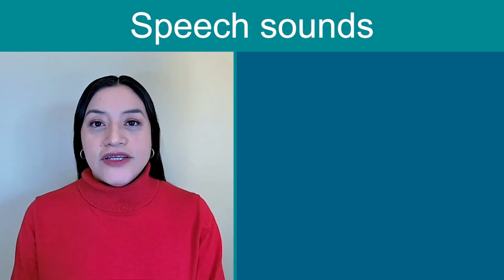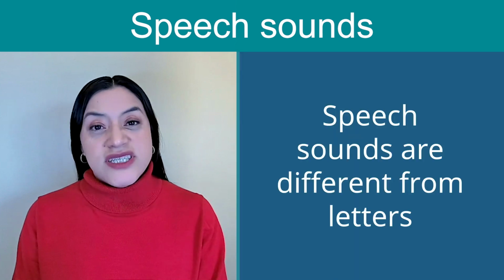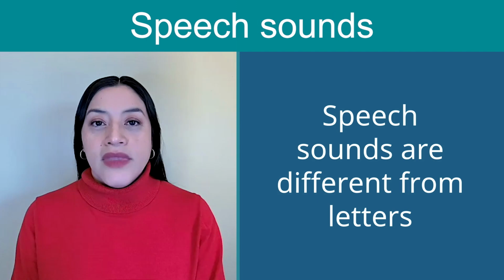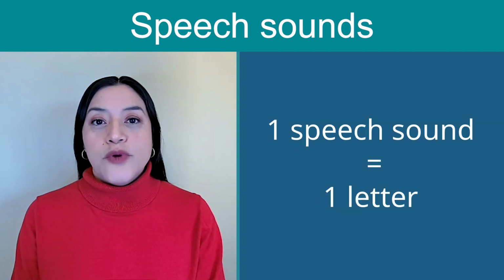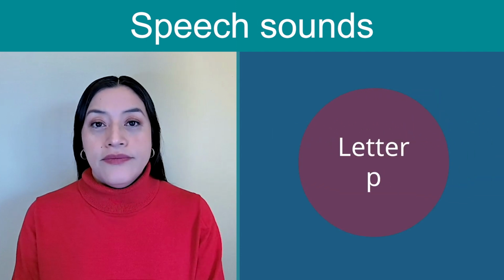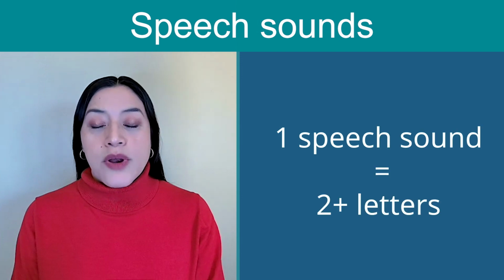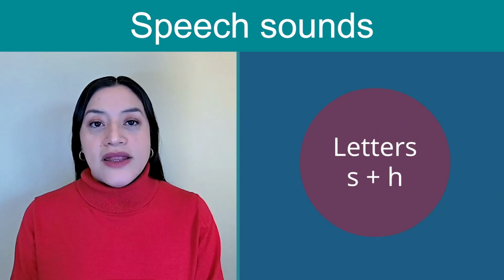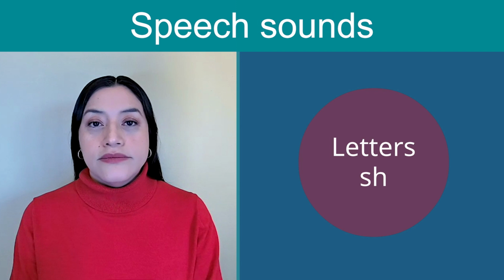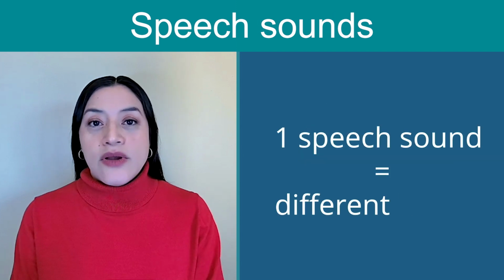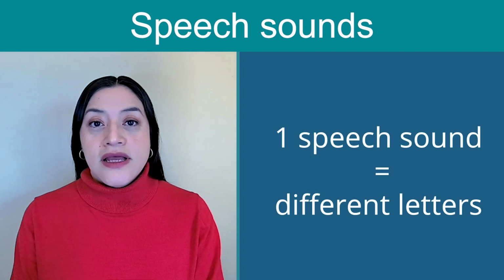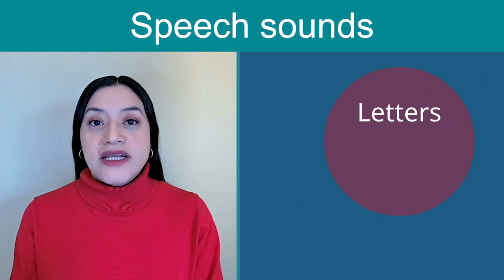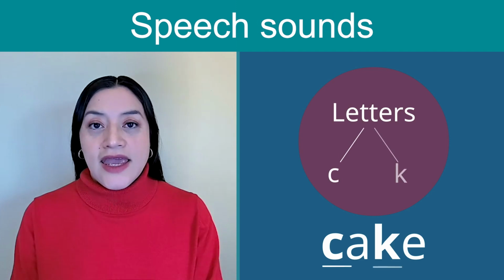So let's talk about individual speech sounds. Speech sounds are different from letters or the alphabet. In many cases, a speech sound is represented by a single letter, like the sound P is represented by the letter P. Sometimes a speech sound can be represented by two or more letters, like the sh sound is represented by the letters S and H together. Sometimes a speech sound can be represented by different letters, like the sound K is represented by the letters C and K, like in a word like cake.